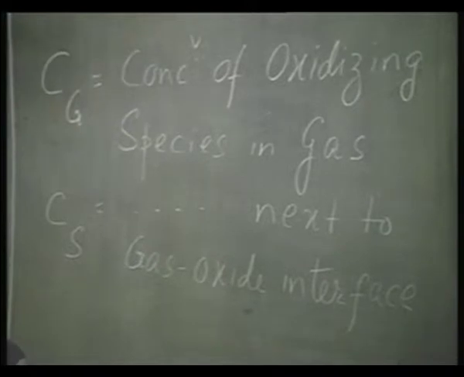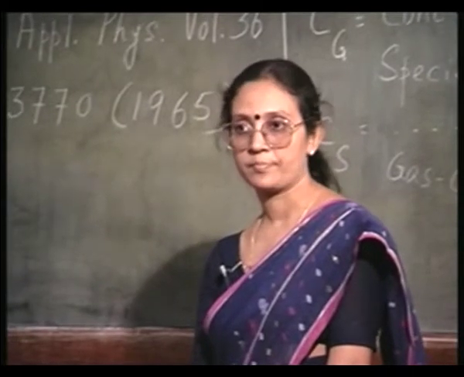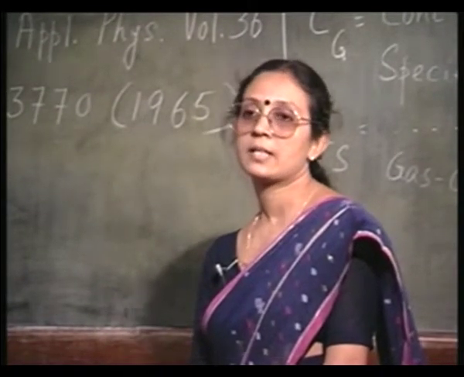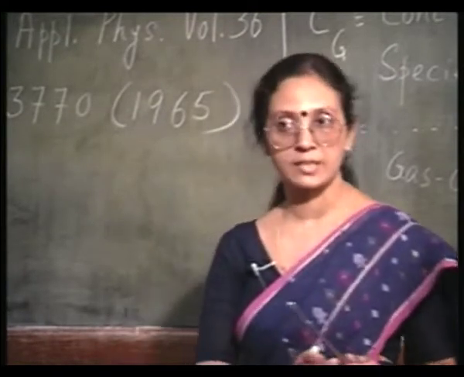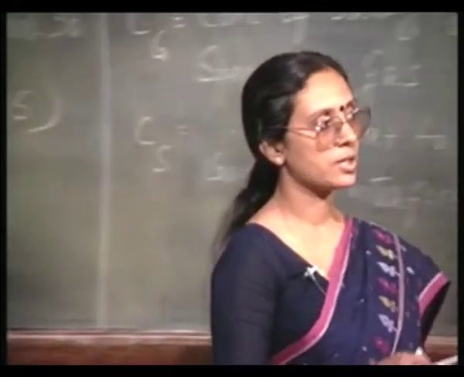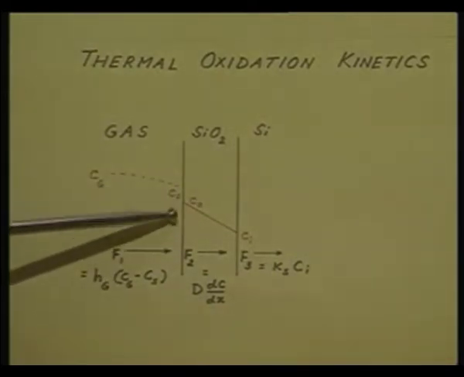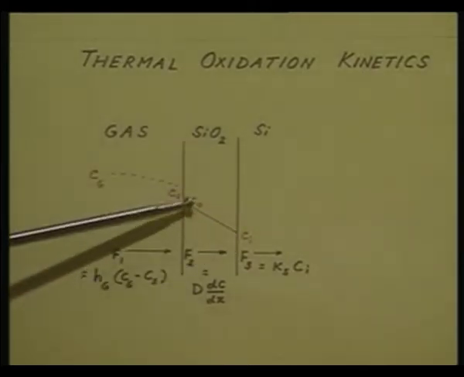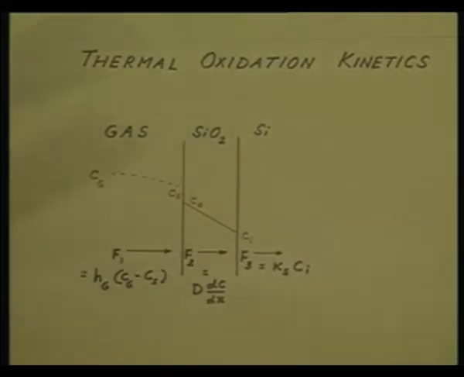Similarly, I have also defined two other concentrations, C0 and Ci. C0 is the concentration of the oxidizing species at the outer oxide surface; O stands for outer surface. You see, this is the oxide, it has two surfaces: this is the outer surface, this is the inner surface. So, the concentration of the oxidizing species at the outer surface is called C naught, and the concentration of oxidizing species at the inner surface is called Ci.